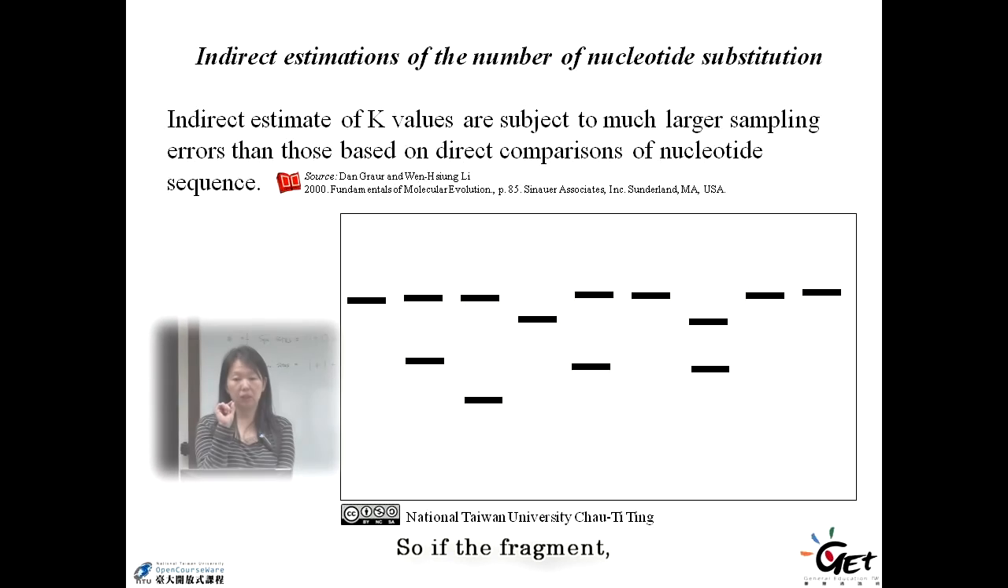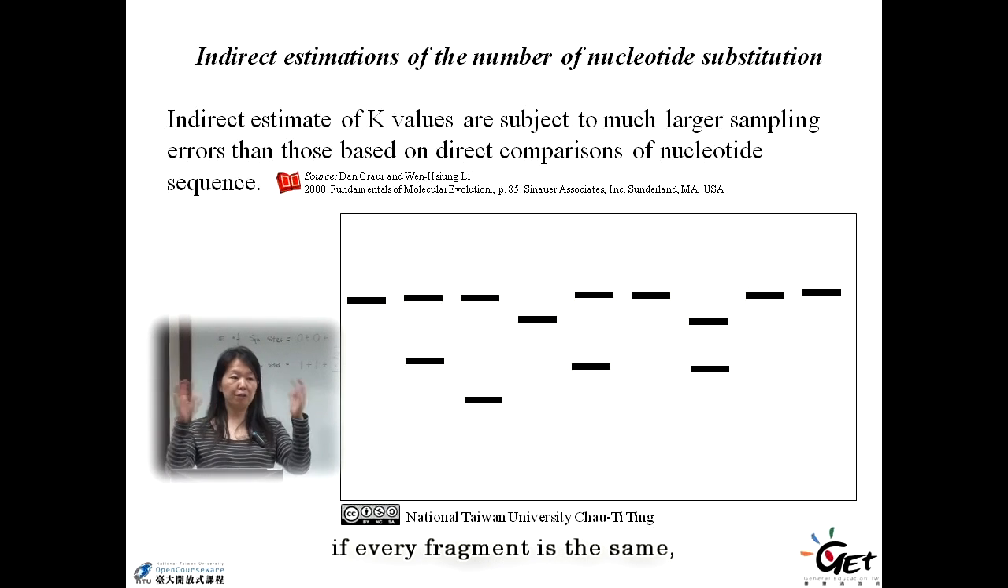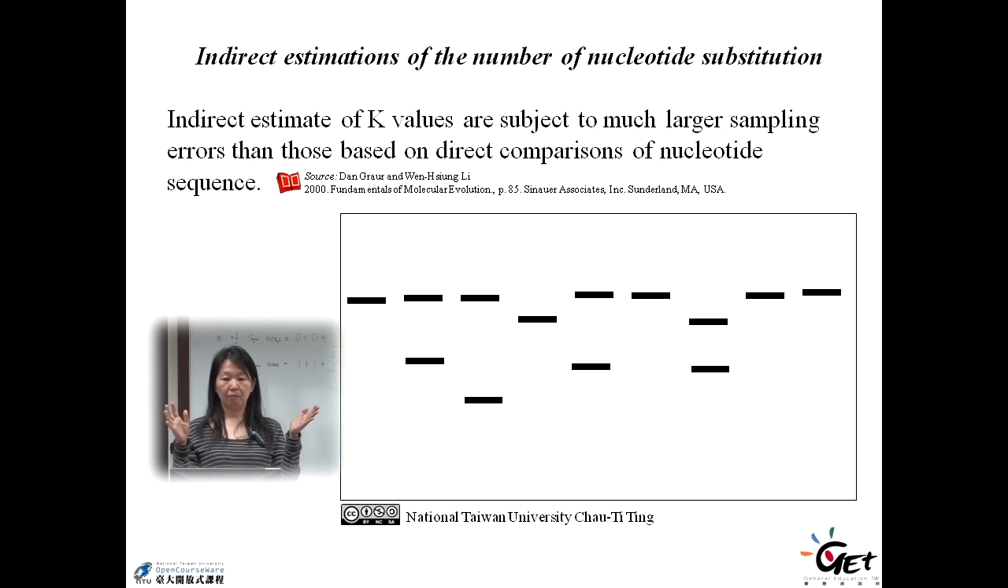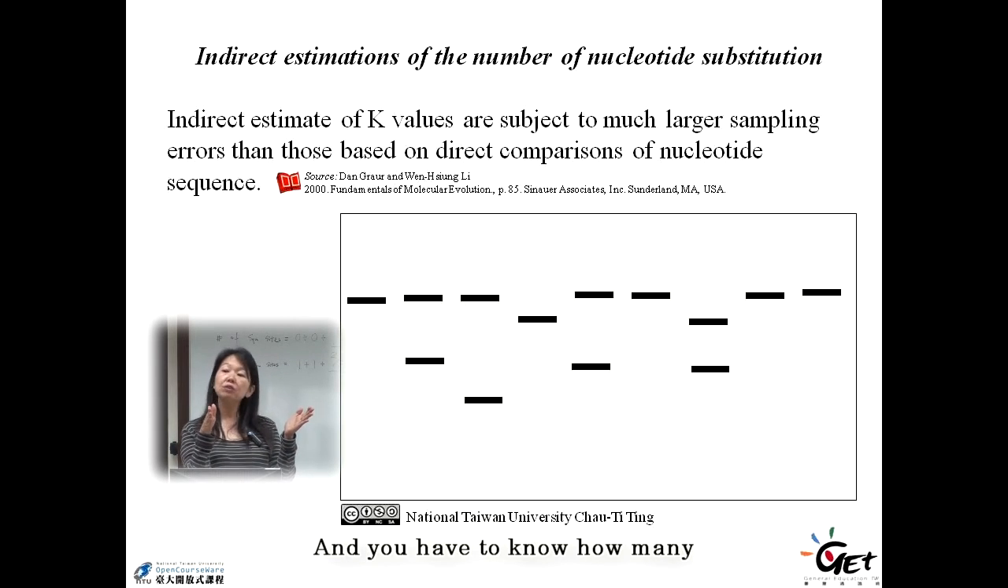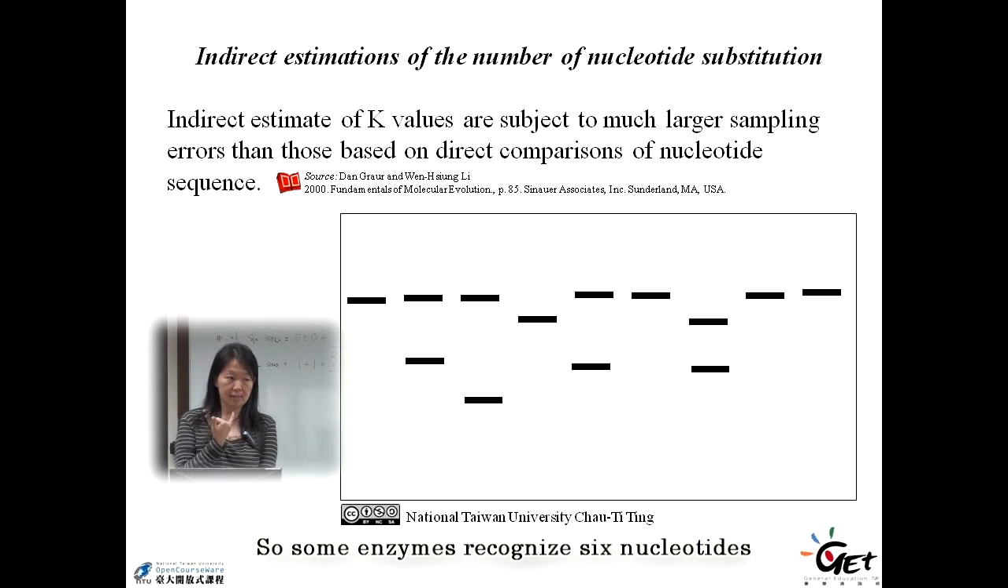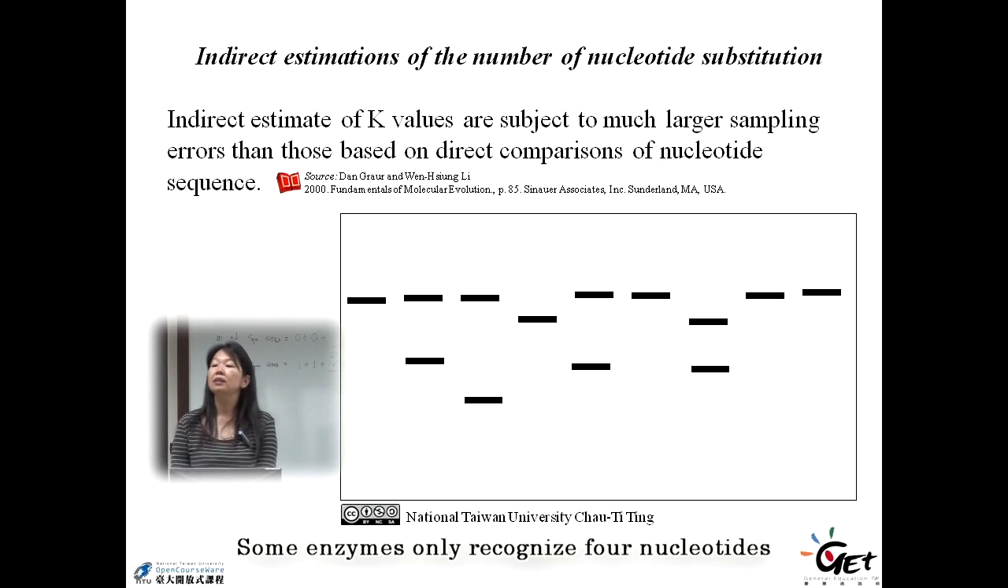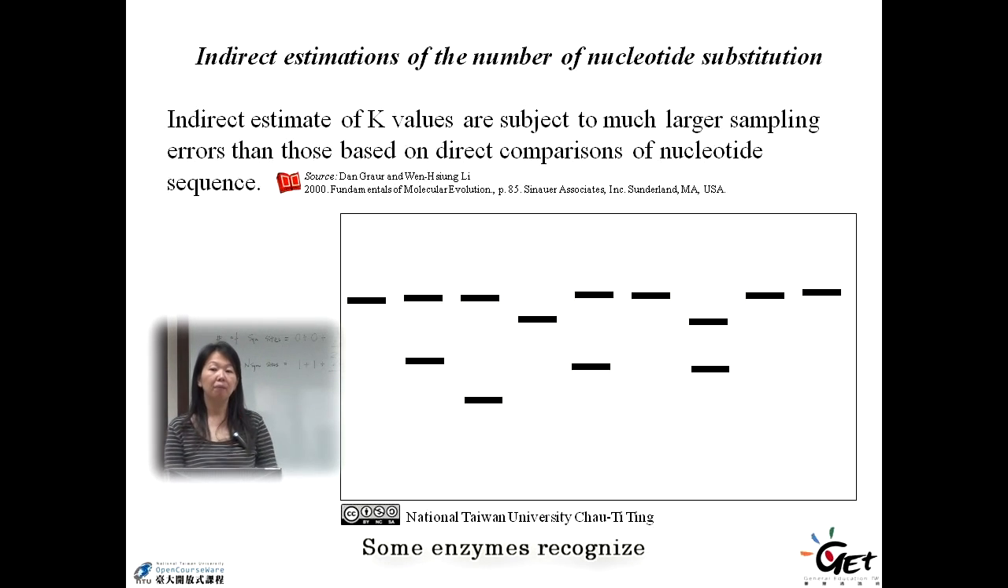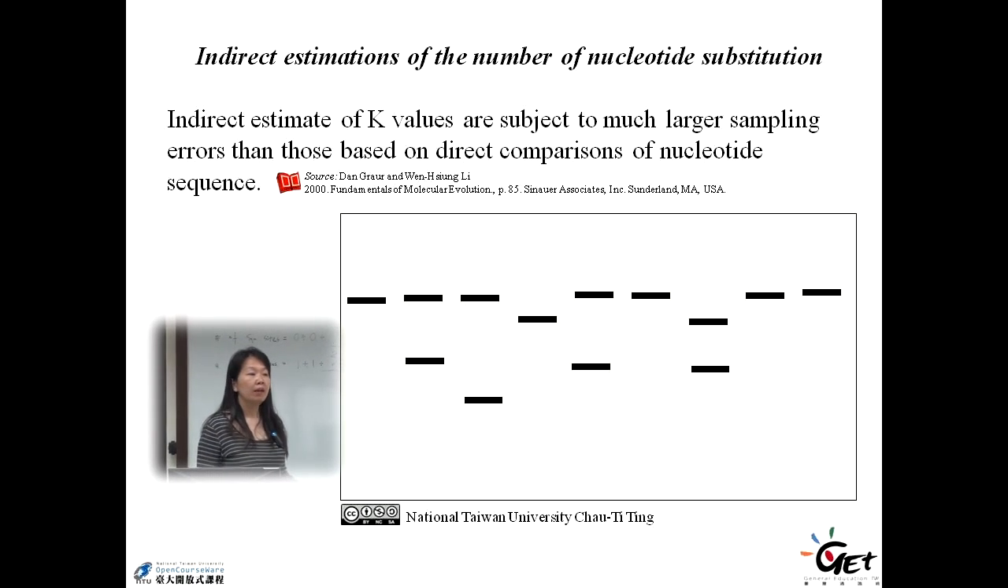So if every fragment is the same, then they were cut by a restriction enzyme. And you have to know how many recognition sites there are for that particular enzyme. Some enzymes recognize 6 nucleotides. Some enzymes only recognize 4 nucleotides. Some enzymes recognize 8 nucleotides or even more.